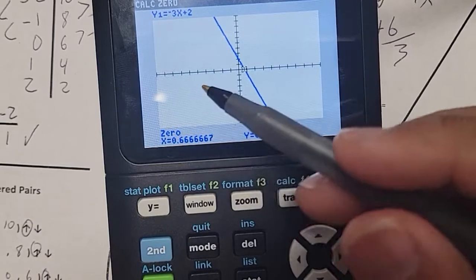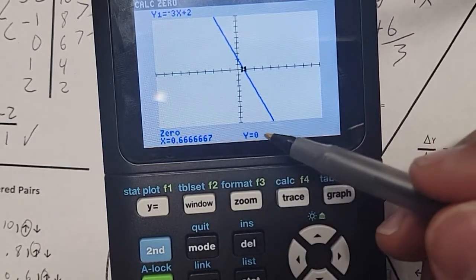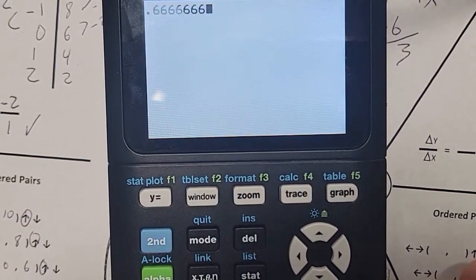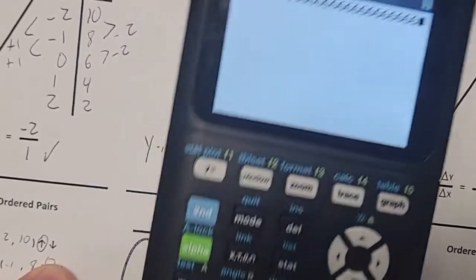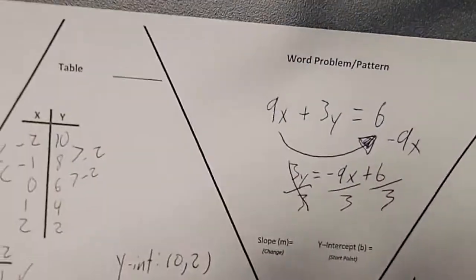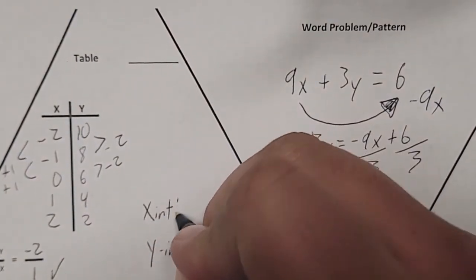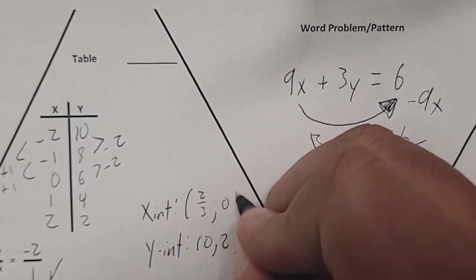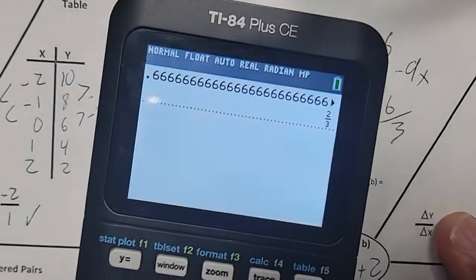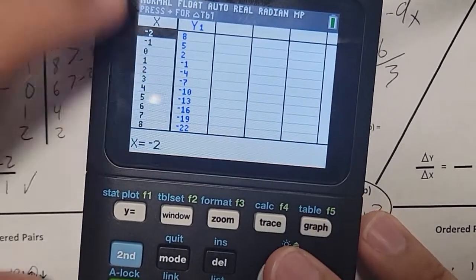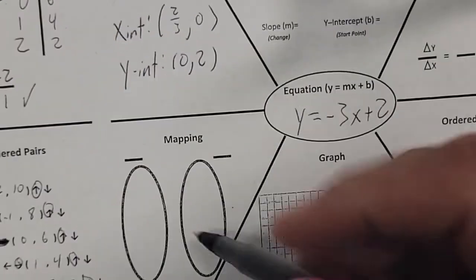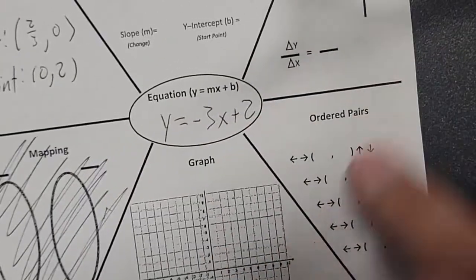And now this is going to be a decimal. You see that? 0.6 repeating. Watch this. So I'm going to get out of here. Second, quit. 0.6 repeating. And then push math. Enter, enter. So you're going to get 2/3. So the x-intercept is going to be 2/3, 0. All right. So when we do the table, we're just going to copy this down and just do the same thing we did before. Don't do the mapping part. Let's scratch that out. But fill out the rest of this.